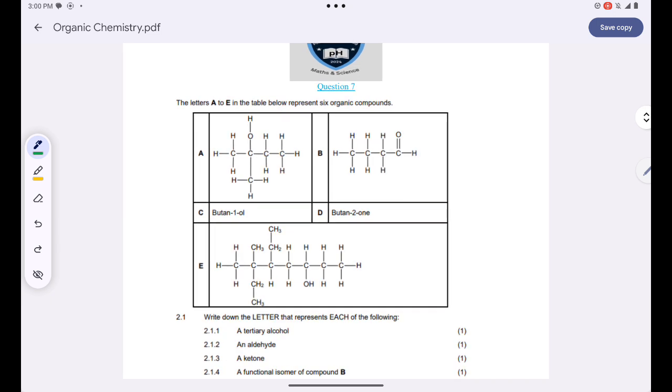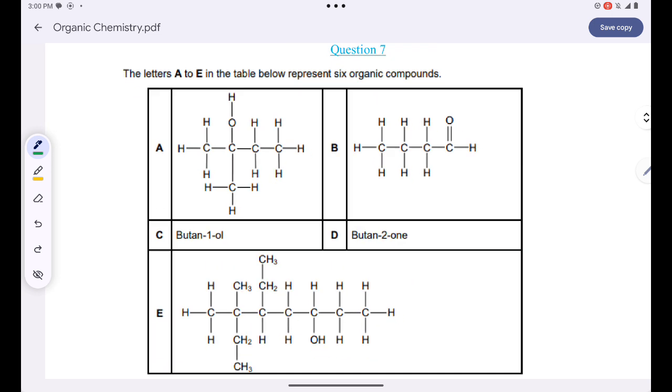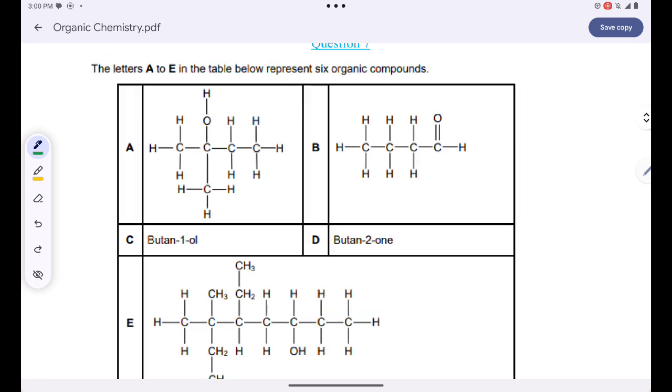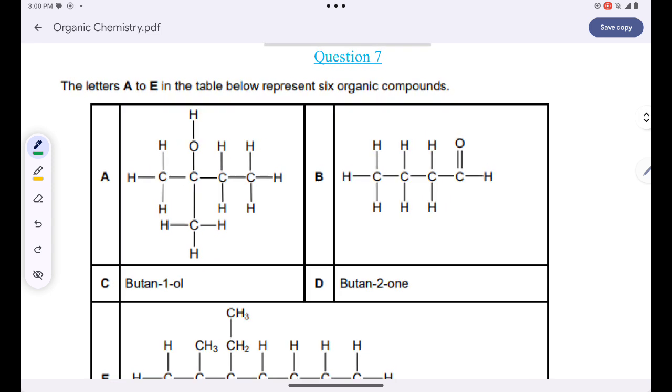Okay, question 7. We are told that letters A to E in the table below represent 6 organic compounds. Before we even start, guys, you know the vibes. I just need to go and analyze each compound individually. Whenever I'm given a structural formula, I must write the IUPAC name. If I'm given the IUPAC name, I must draw the structural formula.